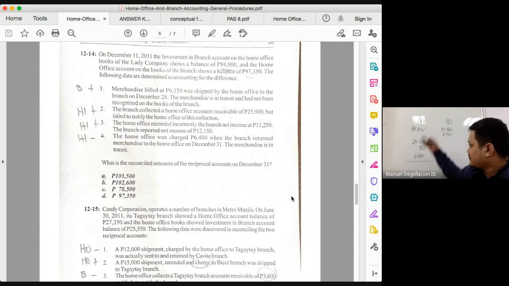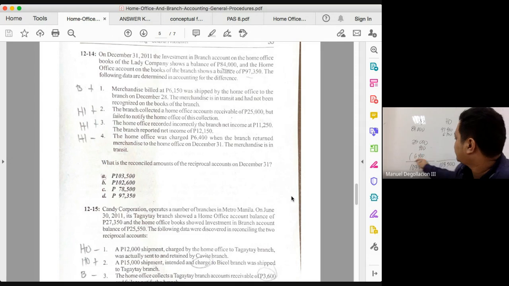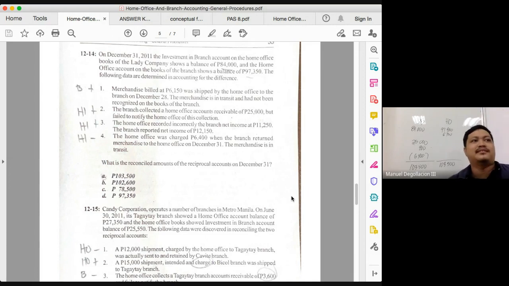Okay, but please check the other side. 84 plus 25, 109,900. This one is minus. 109,900 minus 6,400 will give you 103,500. Okay, so what does this tell us, class?